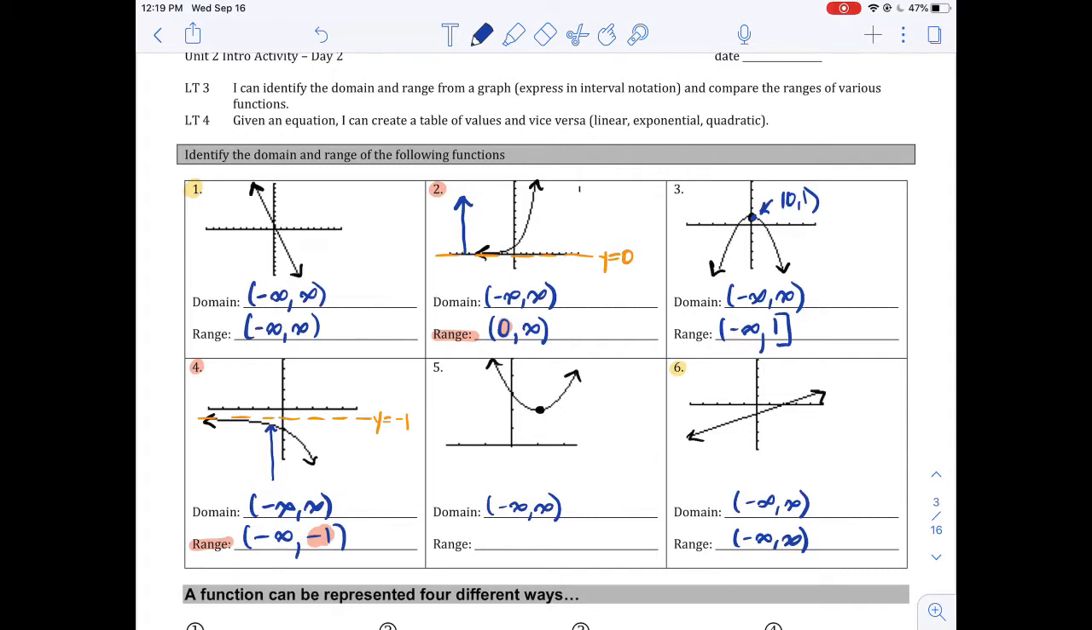Same for example 5. My range, notice my minimum now is my y value. So this is the 0.1, 2. So my range is going to go from 2 to positive infinity because my graph opens up. Okay, so that summarizes the domain and range of the three functions we're going to study in Algebra 1.